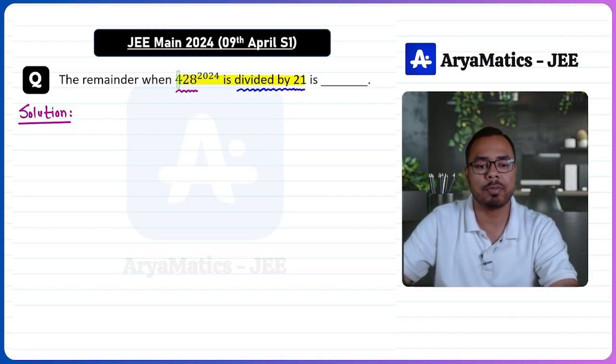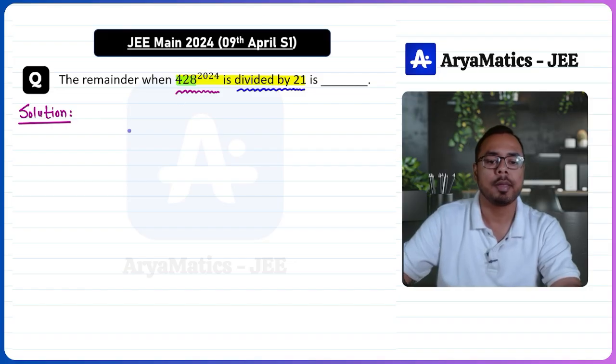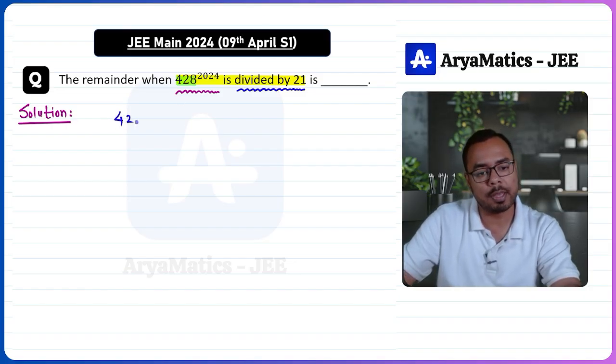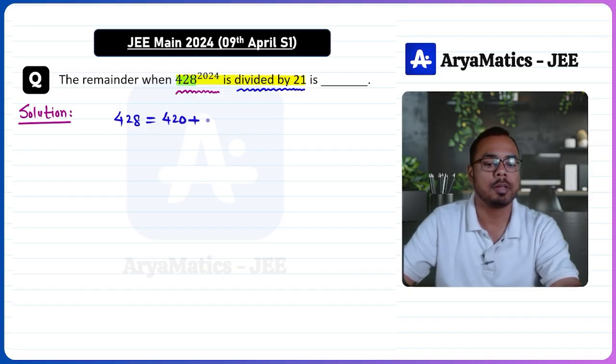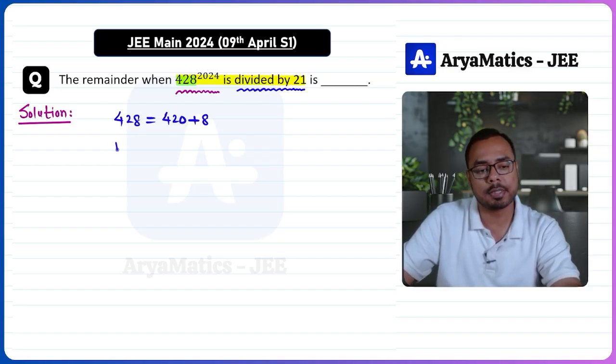Now here, generally for those problems, you'll find that the base is a small number, right? But here in the base we have 428. So the very first step will be to divide this 428 by 21 and see what remainder we are getting. In that way you can reduce the base here. If you divide 428 by 21, clearly you can see that 420 is a multiple of 21. So 428 we can write as 420 plus 8, and 420 is a multiple of 21. Let us say this number is n. So we can write n as 8 plus 420, raised to 2024, right?